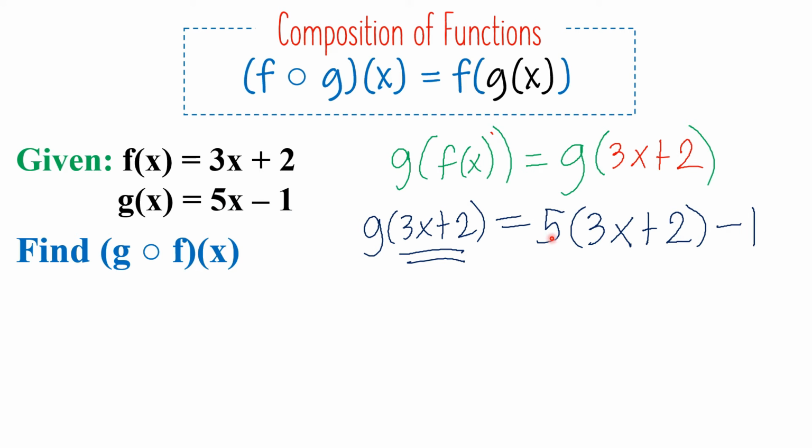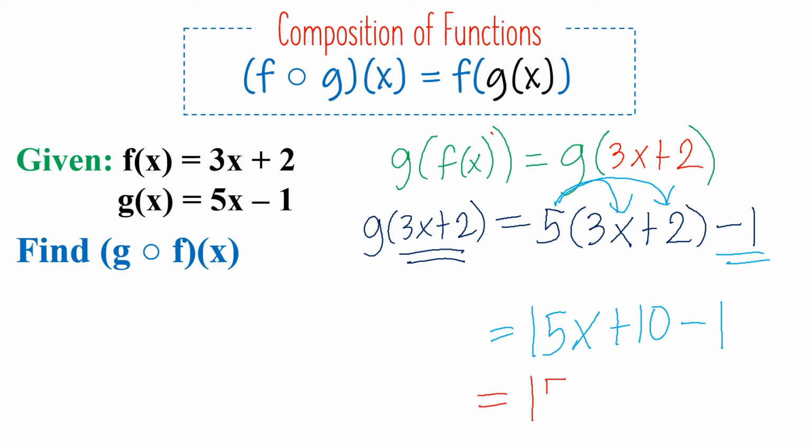So, multiply yung 5 sa 3x plus 2. Simulan natin dito sa 5 and 3x. That will be equal to 15x. Then, 5 times positive 2, that is equal to positive 10. Then, copy negative 1. Combine lang natin yung constant, copy lang natin yung 15x. Then, 10 minus 1, that is equal to positive 9. So, the answer is 15x plus 9. That is for g composed of f of x.